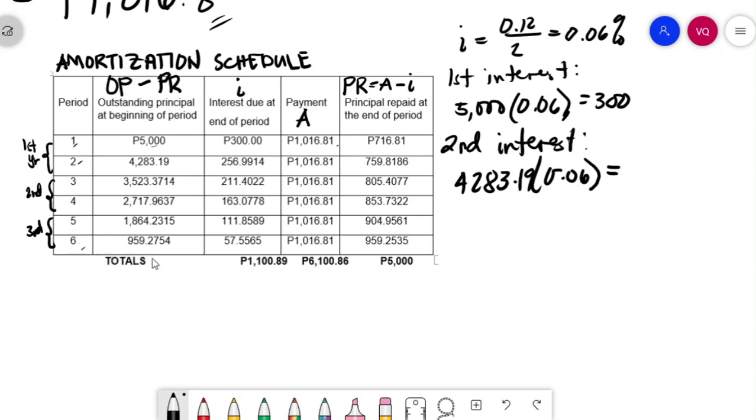So, getting the totals, we will have our interest, 1,100.89. Our semi-annual payments total 6,100.86 pesos. And also, the principal repaid at the end of the period totals 5,000 pesos. So, as you can see, we will incur 1,100.89 pesos of interest from our debt of 5,000 pesos for this problem.